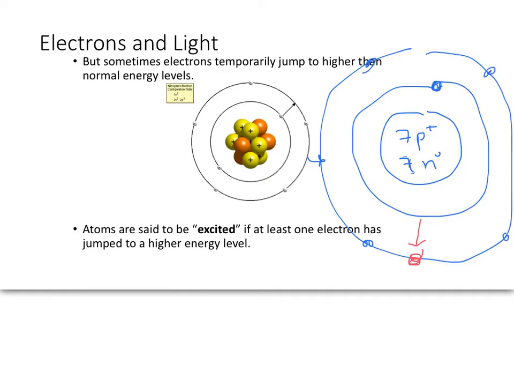Alright, total we still have 1, 2, 3, 4, 5, 6, 7 electrons. But one of them jumped up to a higher level. Okay, we call that an excited atom. Okay, or the electron has been excited to the next level. It can jump higher than that. It can jump to levels above it that don't have any electrons. This is just a simplification. Okay?